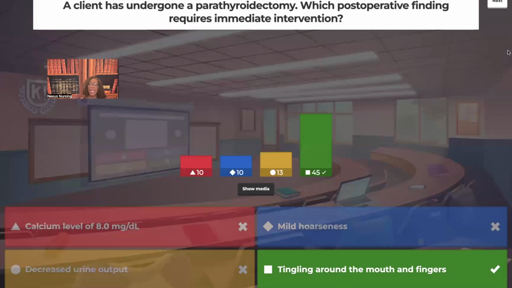Very good. Tingling around the mouth and fingers. What does that let you know? Most likely this patient's hypocalcemic, right? But it's more serious than that. The patient just had the parathyroids removed. When you're thinking of parathyroids, what did I tell you to think of? Calcium in the blood. If the parathyroid gland has been removed, you expect that calcium in the blood to go what? Down. Think about all those signs and symptoms of hypocalcemia.